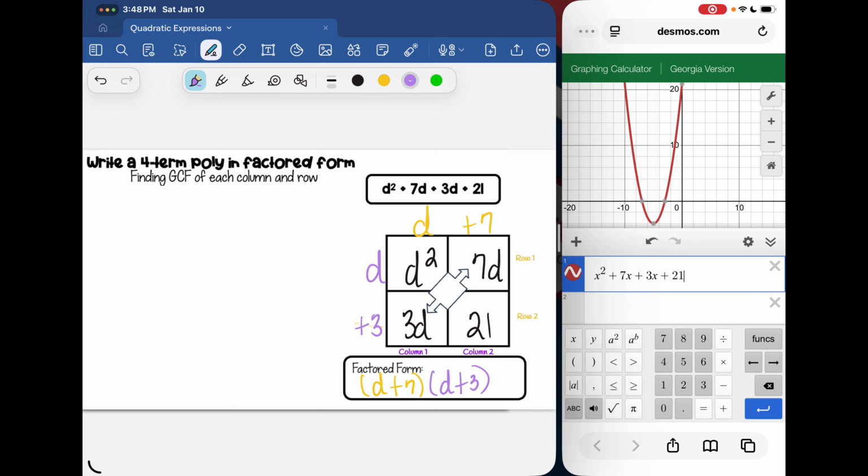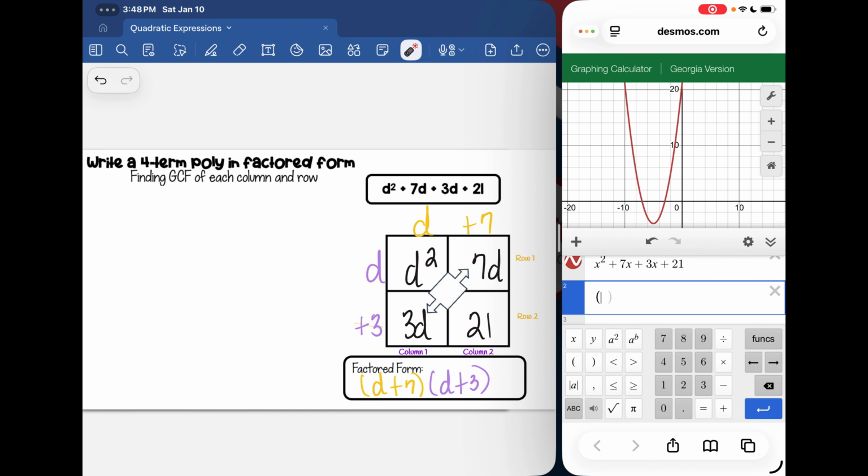We're going to use Desmos to check and see if we are correct. Now, I don't have the letter d in my Desmos, so I can't type a d in. That's why it says x instead. So when I get ready to type my answer, I'm going to say x plus 7 times x plus 3. And it's right because they match.